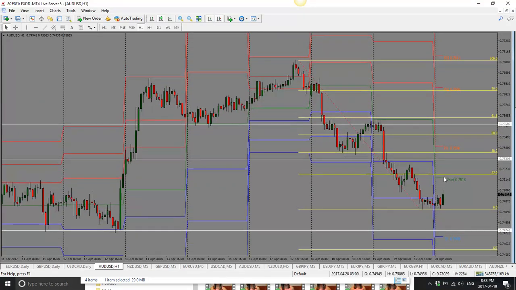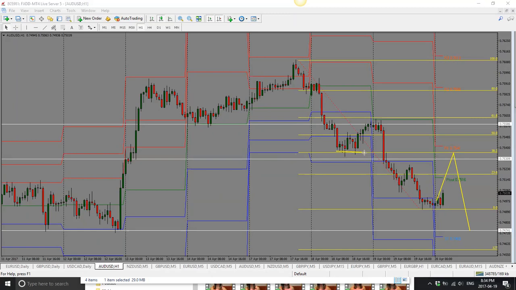So in this case, we could see a shallow pullback either into 75.20 area, which coincides with pivot. So we have pivot point as well as the 23% fib retracement, or we could see it go into 75.30 area, or just above that, which is the 38.2 fib retracement. So we could see the price do one of these and then drop. So this will be our target. Those are the two places.